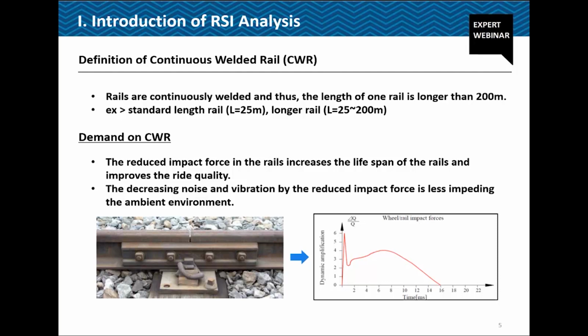The advantage of this CWR is that we can remove the joints in the rail, and these joints always create a lot of dynamic impact, as well as reducing the lifespan of the rail. So currently there is a huge demand, and most of the projects nowadays are using CWR.